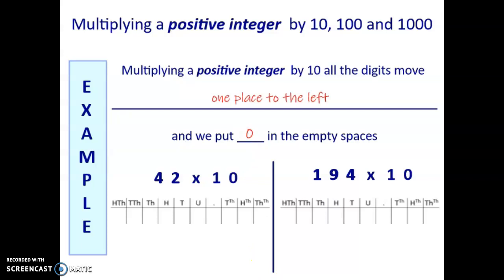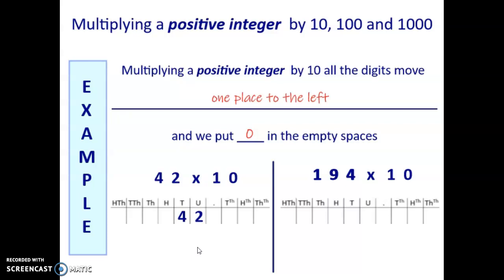Let's have a look at the first two examples. The first question says 42 times 10. And you'll notice underneath I have a place value chart. You should find in the lesson instructions I have put a place value chart on Jamboard for you. You can use that to help you answer the questions later in the lesson. The first thing I'm going to do is put my number 42 onto my place value chart. The 4 goes under the tens column and the 2 goes under the units column, just like that.